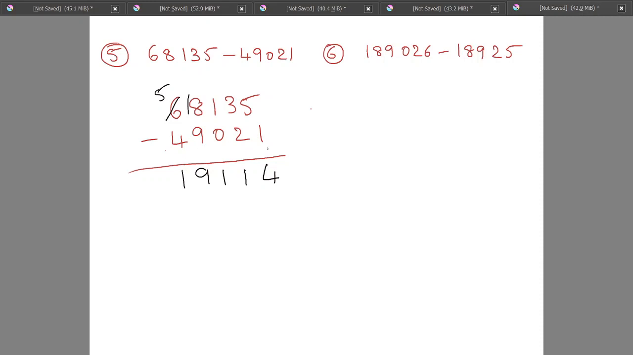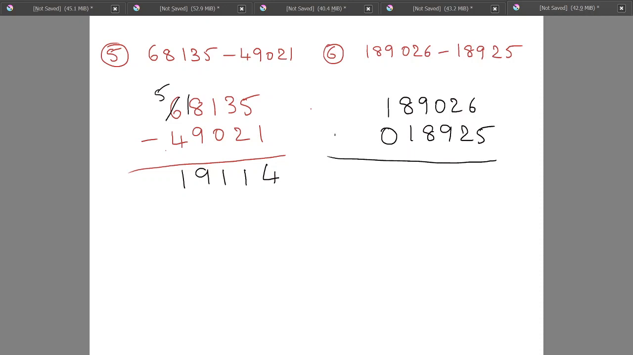Okay, and let's move on to the last sum. Okay, 189,026 minus 189... Okay, sorry. See what mistake I have done here? I tried to write minus 189, which is not correct. So let me remove it. Why? Because this is a 6-digit number and this is a 5-digit number. So what will I do? Put 0 here. 018925. Okay, minus.